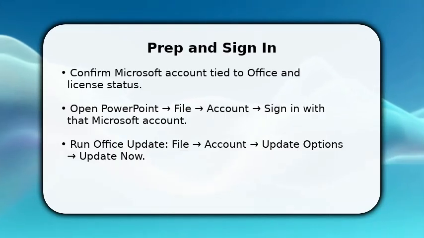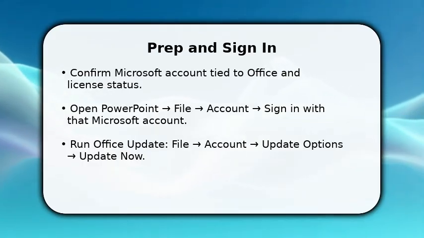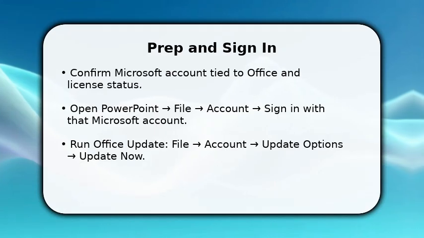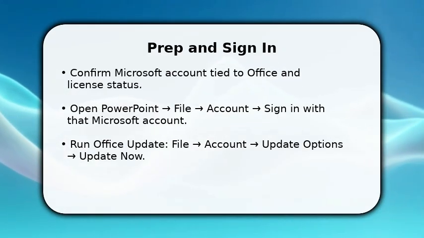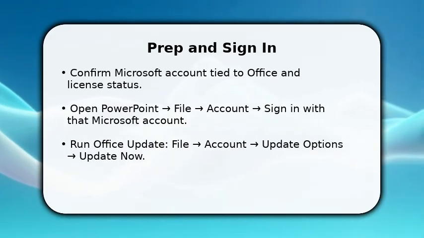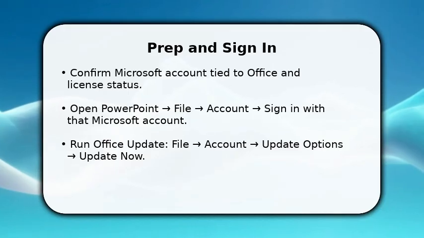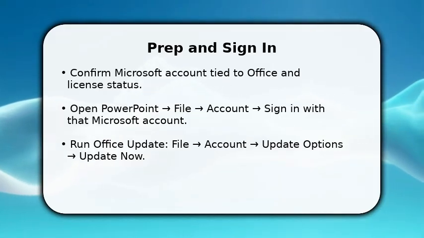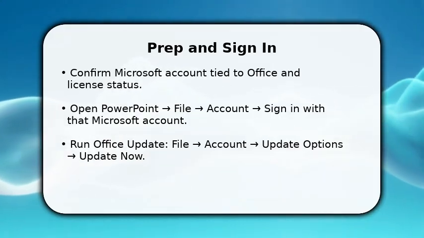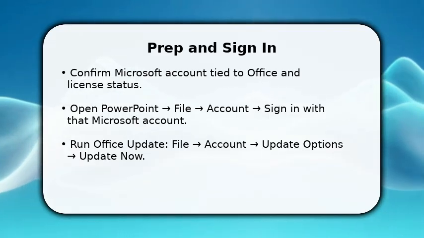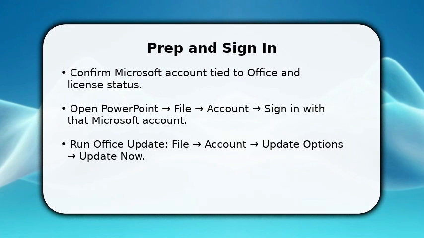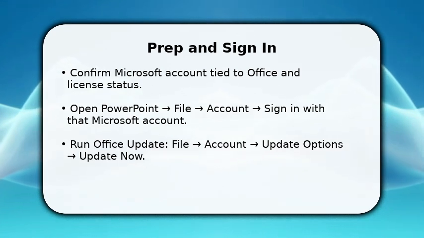You start by confirming you own a valid Microsoft account and that any existing license is associated with it. Sign into PowerPoint immediately and go to File, Account. This links the product to your identity. Once signed in, run Update Now from Update Options so the activation components are current. Doing this first avoids transient errors later. If you see an account mismatch, switch accounts now. That resolves most unlicensed messages before deeper fixes are needed.